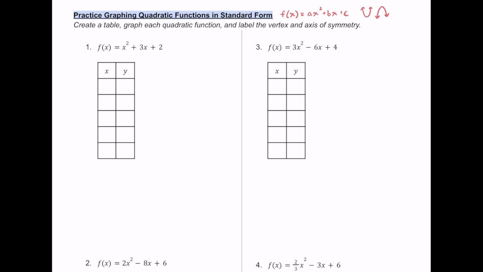Throughout each of these practice problems, let's create a table together of x and y values. Then we're going to graph each of these quadratic functions. And finally, we'll label the vertex and the axis of symmetry for each of them as well.